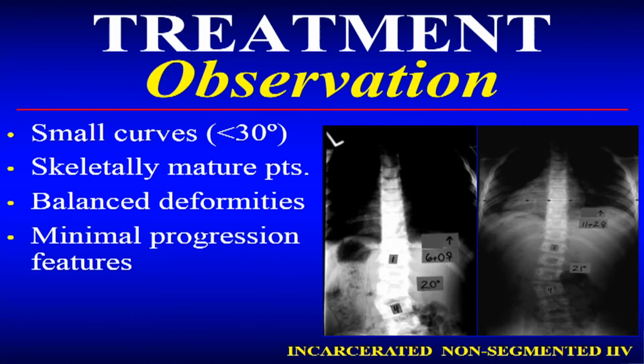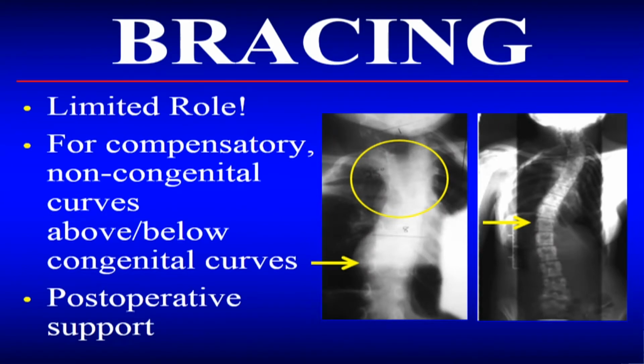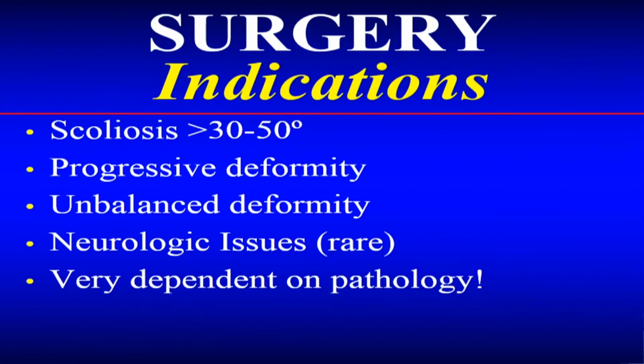Observation as treatment can be performed for smaller curves, more skeletally mature patients who have balanced deformities, or congenital deformities with minimal progression features, as in this incarcerated non-segmented hemivertebra, where over a 5-year period there's really no progression. Bracing has a limited role. Usually we will not brace the congenital component, but we may consider bracing an idiopathic component below, as seen here, where we try to control the left thoracic idiopathic deformity despite treatment of the proximal thoracic congenital deformity.